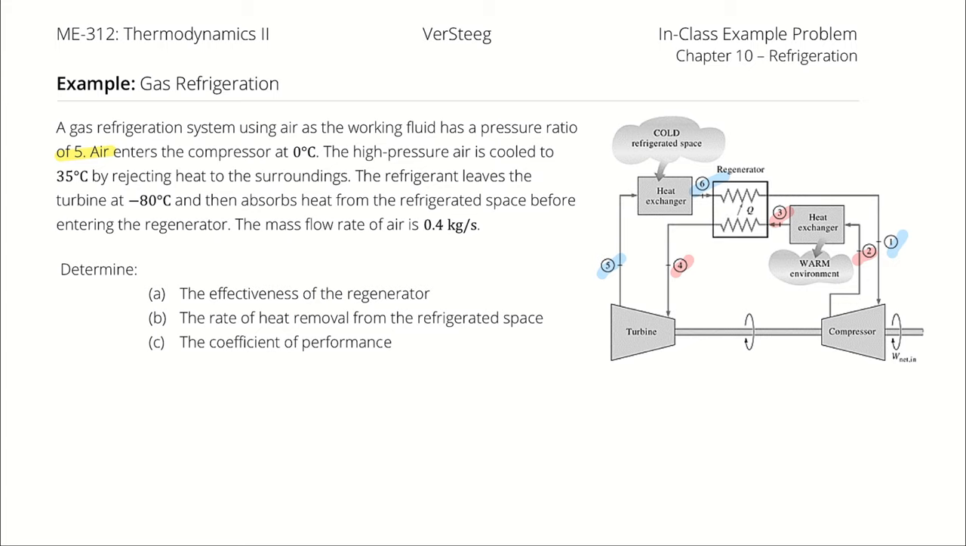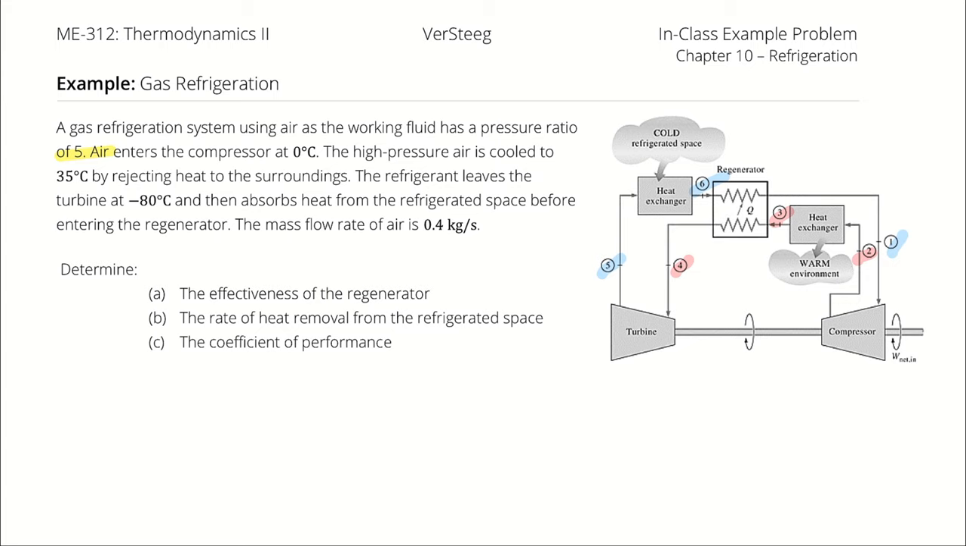We weren't told what the pressure is on the low pressure side, but if we imagine it was 1 bar, that means the pressure on the high pressure side would be 5 bar. Also note, it doesn't really matter what the pressure is. All that we actually care about is the proportion of pressures. We'll get into that a little bit more in a second.